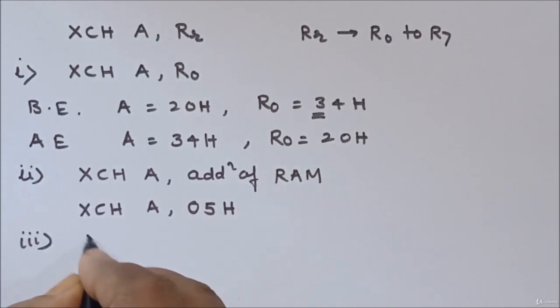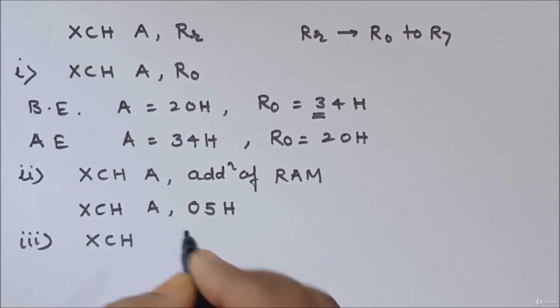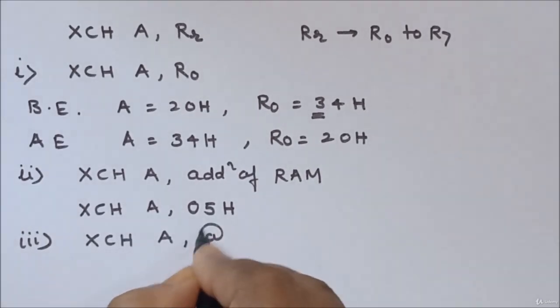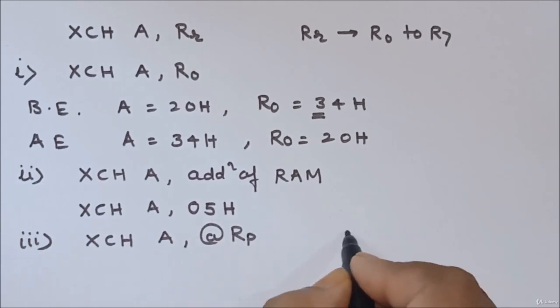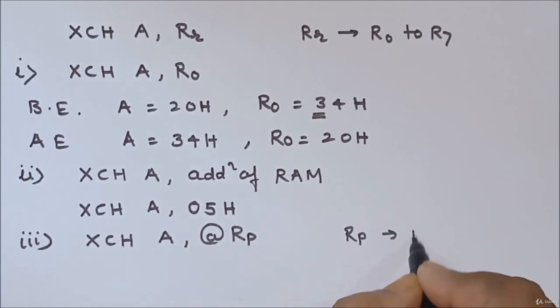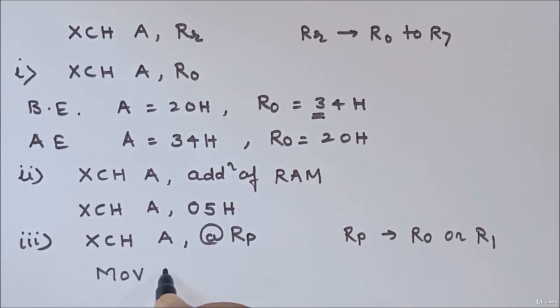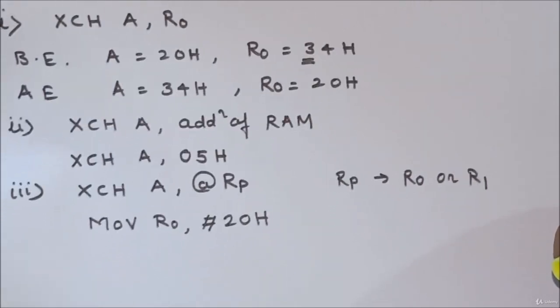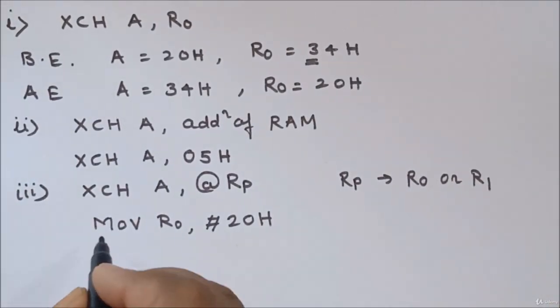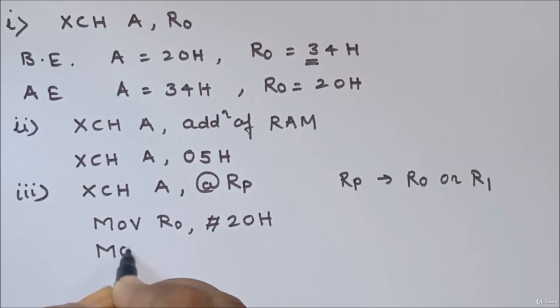Third is indirect addressing mode. Here we can use XCH A, @Rp. Rp means we can use only register R0 or R1. So for example, first we have to store the address of a memory location in register R0. Suppose 20H is stored in R0. Now we can use 20H as the address of the memory location and exchange the contents of the 20H memory location and the accumulator.